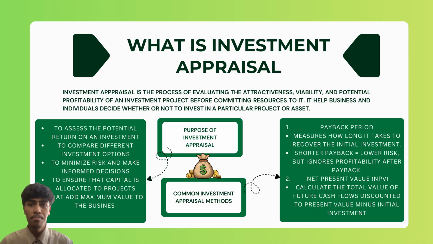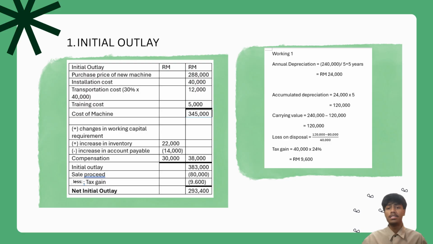Next is the common methods of investment appraisal. First, payback period. It measures how long it takes to recover the initial investment. Shorter paybacks equal lower risk, but it ignores profitability after payback. Second, net present value (NPV) calculates the total value of future cash flows discounted to present values minus initial investment. So, next is the calculation.